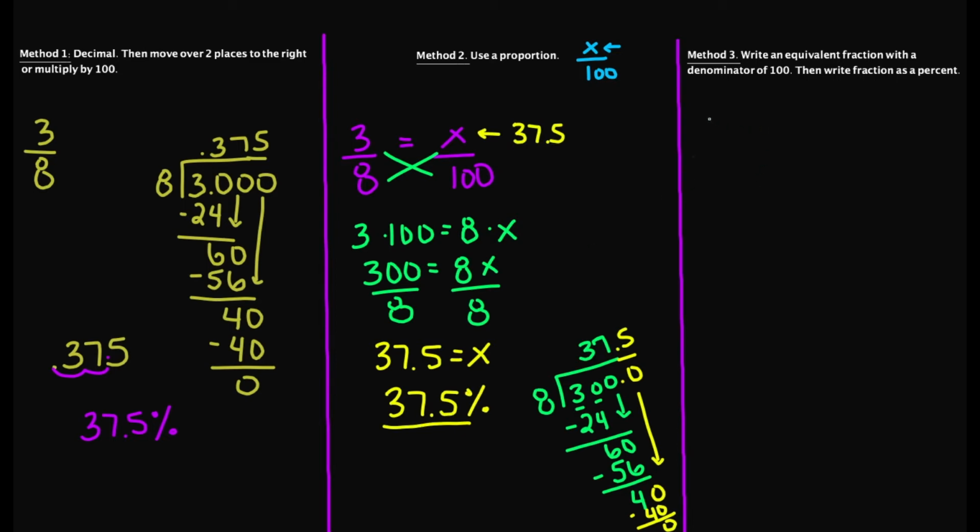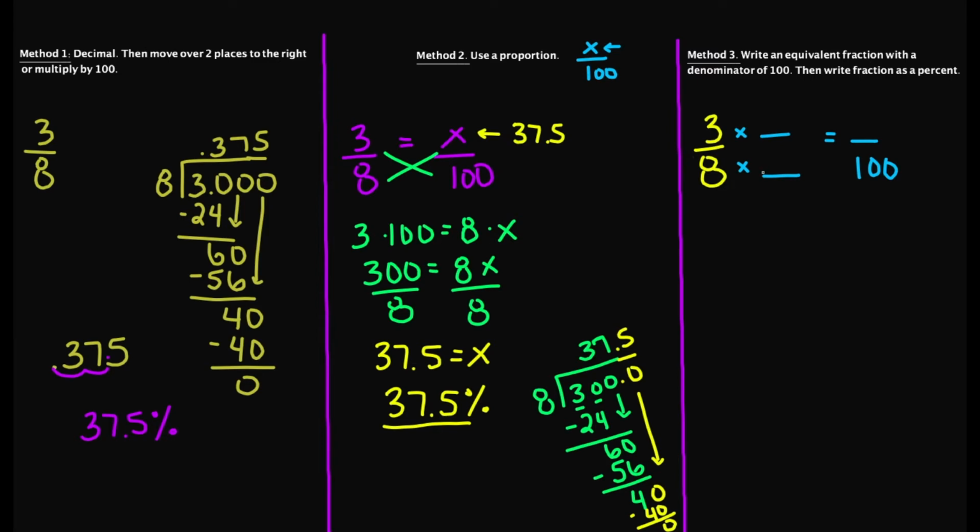So let's look at method number 3. We have 3 over 8. All right, we said it's similar to method number 2. So we're going to do x over 8 equals x over 100. Okay, so what number times 8 is going to give me 100? And remember, if you are not sure, you can always divide. You can always divide 100 divided by 8. That's going to give you the number that you're looking for.